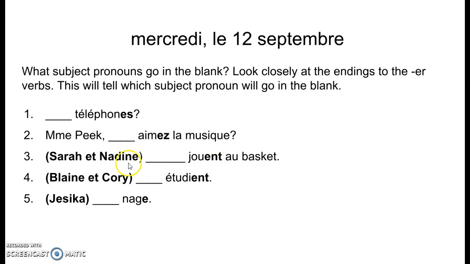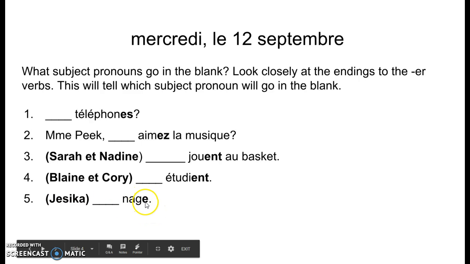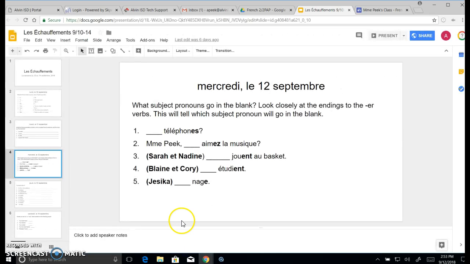For this one, Sarah et Nadine blank joue au basket, it should be elles plural because ENT is your ending and two girls. Blaine et Corey blank étudie, it should be ils étudient, il plural, ENT ending, Blaine and Corey are two boys. And then Jessica, one girl, she swims, we want to say elle nage, the ending is E. So we did the warm-up together. That's in your set of warm-ups that I gave you at the beginning of the week.